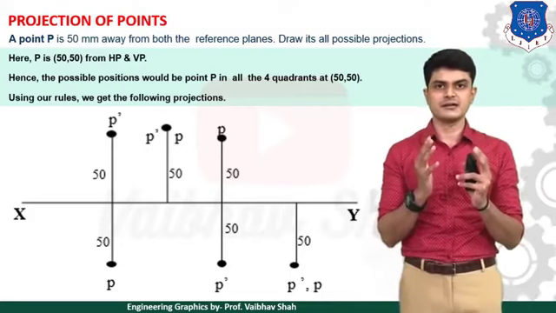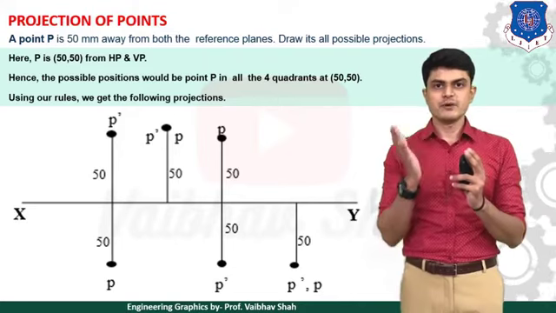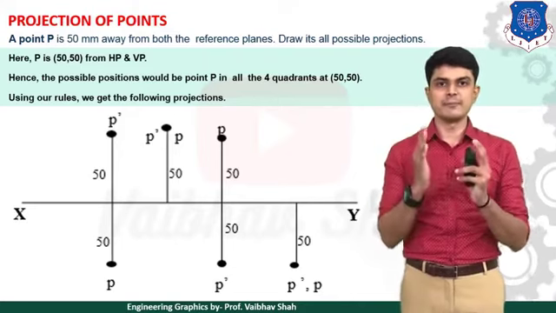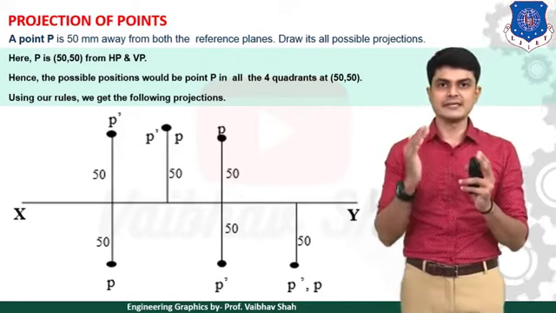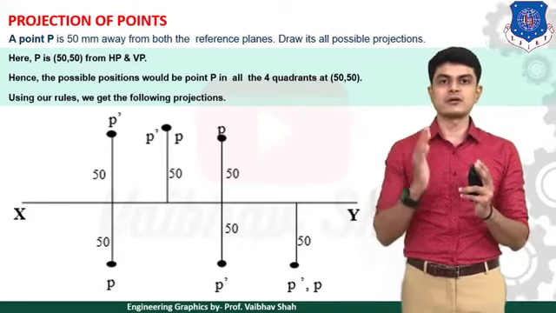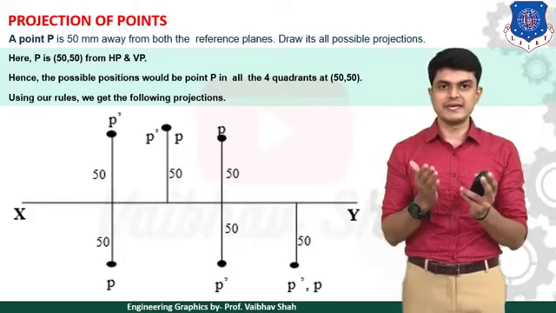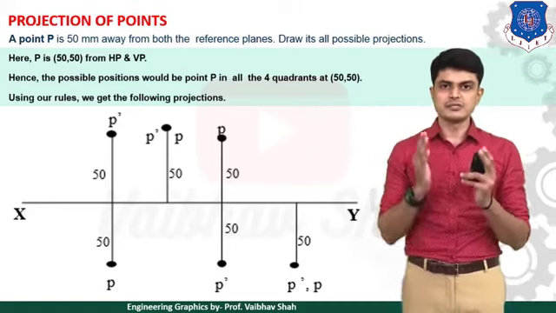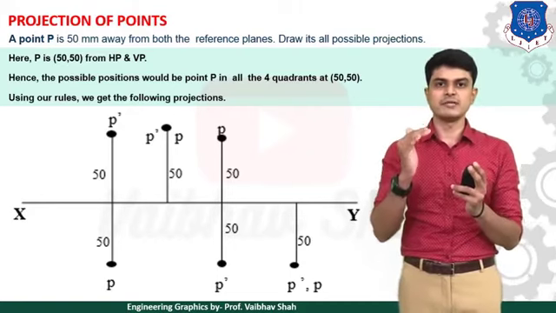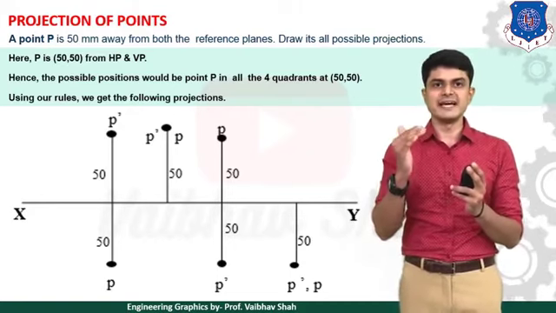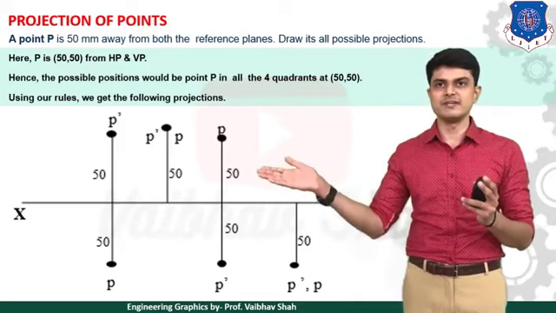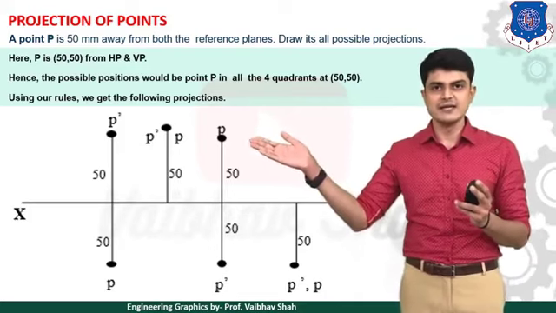So for the first quadrant, what is the case? The point is above HP and in front of VP. Remember the quadrant system. So here our point P is above HP and in front of VP. So let us plot this point. Above HP means your point would be P dash above the XY line. As you can see, P dash is above the XY line, 50 mm above the XY line.